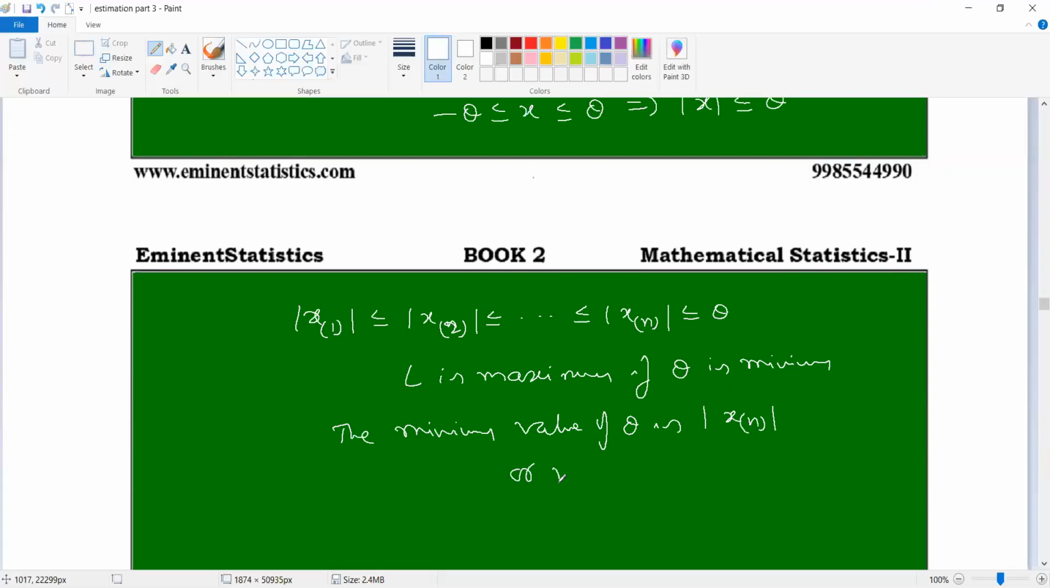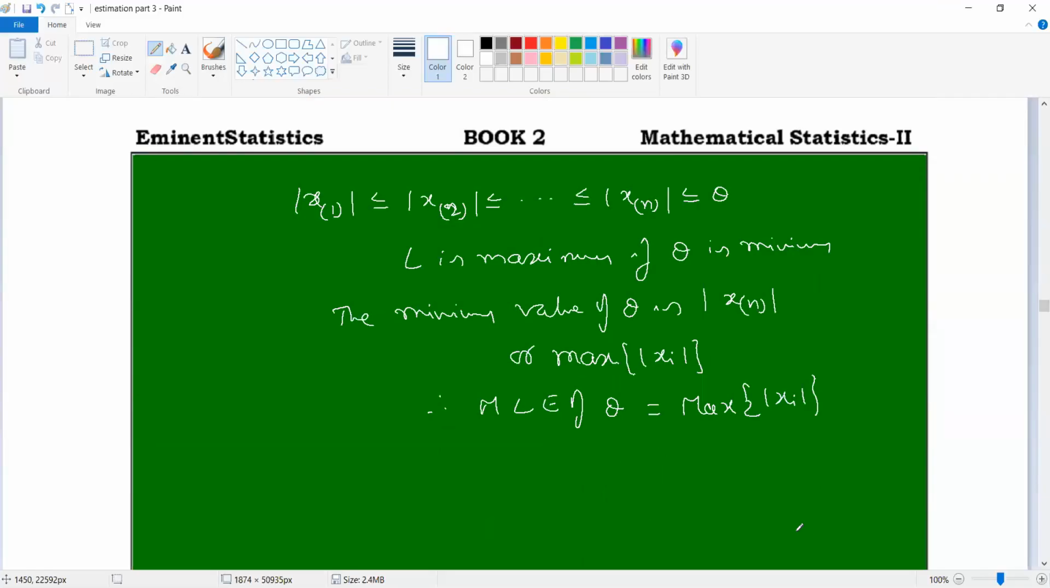Or the maximum of mod xi. Therefore, the MLE of theta is equal to the max of mod xi. So this is very, very important from the examination point of view.